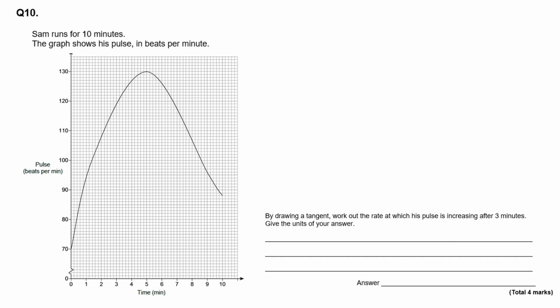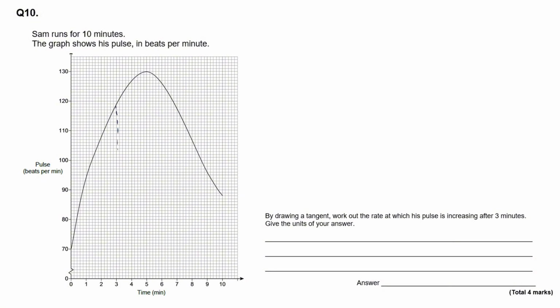Question 10. Sam runs 10 minutes. The graph shows his pulse in beats. Okay, so by drawing a tangent, work out the rate at which his pulse is increasing after 3 minutes. Okay, so we go to 3 minutes. You guys are going to use your calculator here. I'm just going to try and do some sort of estimation.